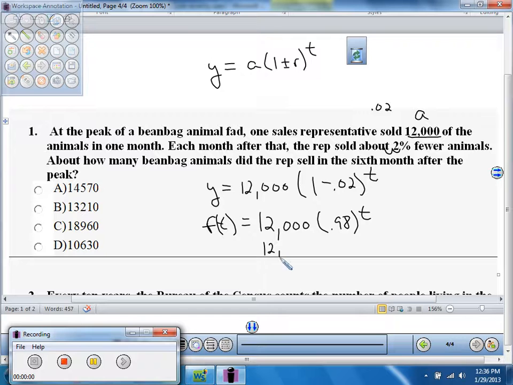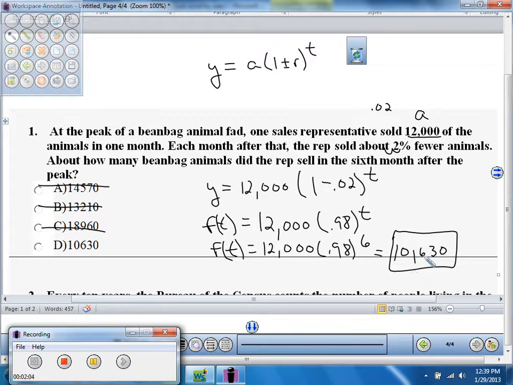So we'll have 12,000 times 0.98 to the 6th power. And that should give us one of these values. Now if we look at this, it's a bad multiple choice question because everything increases except for this one. But mathematically, if we put this in, we come up with this and then some decimal out here. But we're going to round to a whole number. So you should end up with 10,630 beanbags. Animal beanbags is what he's selling.